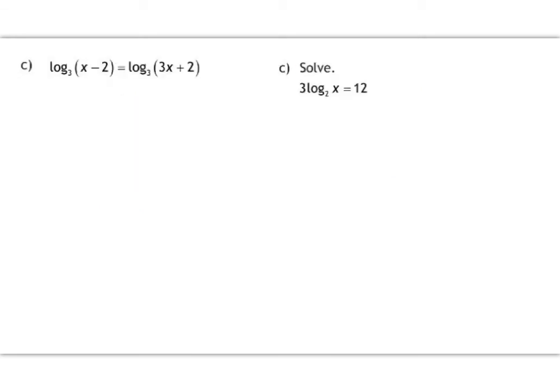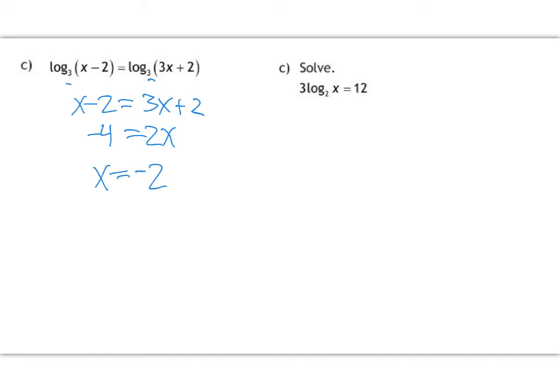Similarly, for the first number c on this page, we've got the same base log on both sides. So we're going to have x minus 2 is equal to 3x plus 2. I'm going to get my x on the same side to get 2x. Bring my positive 2 to the other side to get minus 4. We get x is equal to negative 2.